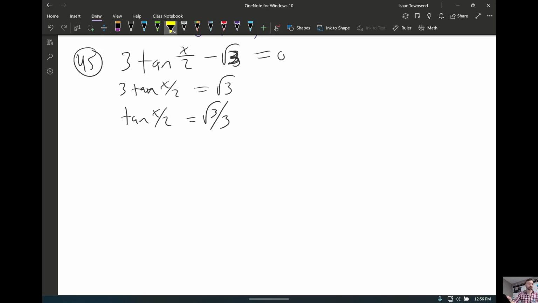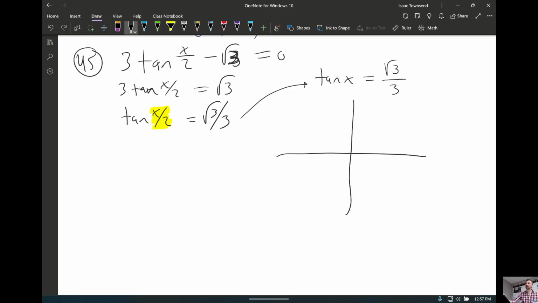But what makes this question and other questions in 39 through 46 a little bit different is these are considered multi-angle equations. This isn't just tangent x, it's tangent of 1/2 times x. So the way that I think works the best is pretend like it says x for a second and go around the unit circle and identify everywhere where tangent is square root of 3 over 3. Of course, this is a lot quicker if you memorize those 3 tangent values, so you don't have to do a bunch of guess and check.